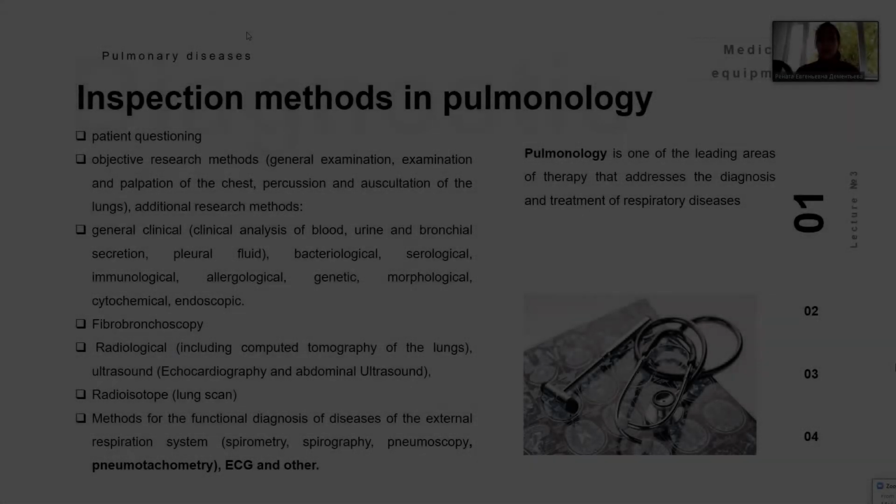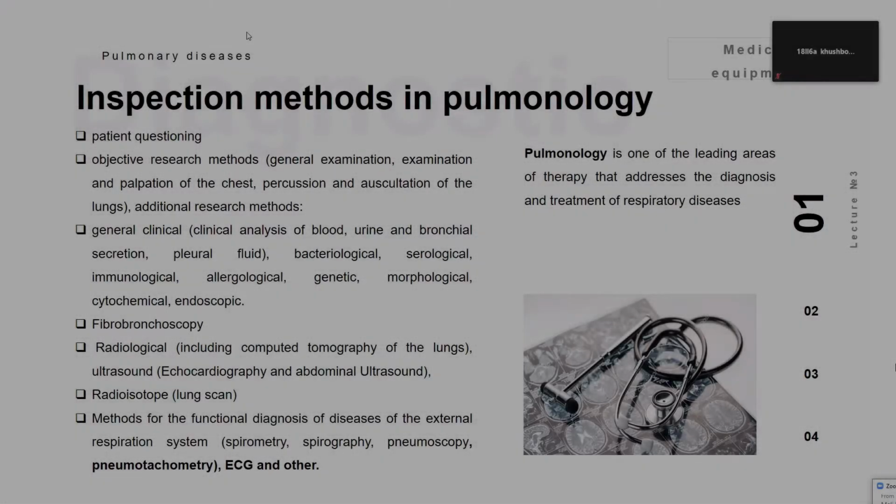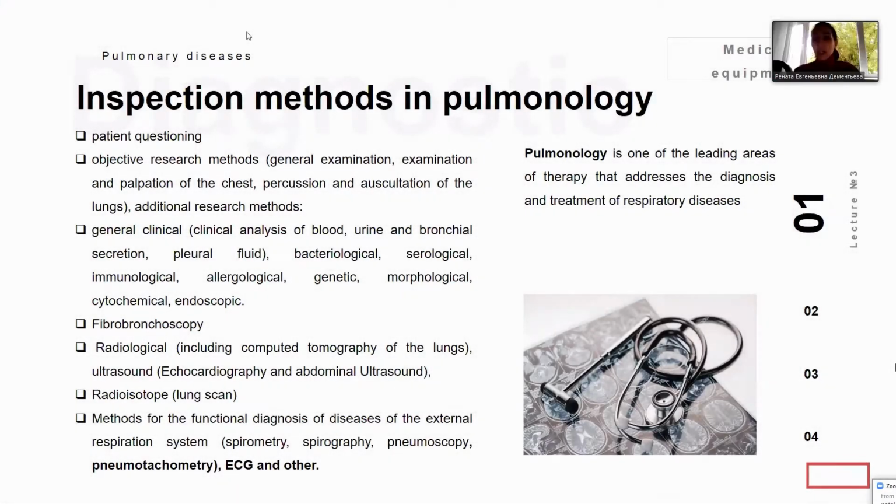Auscultation of the lungs, including all knowledge about auscultation, and additional research methods which you need. The next point of the questioning, after physical examination, will continue about laboratory diagnostics, including general clinical diagnostics, clinical analysis of the blood, general analysis of the blood, urine analysis, analysis of the bronchial secretion, pleural fluid if you need it, pleural fluid which can be situated between two pleural sheets.